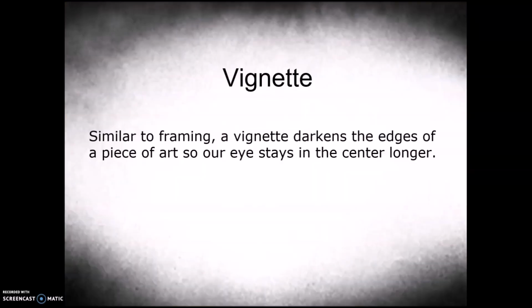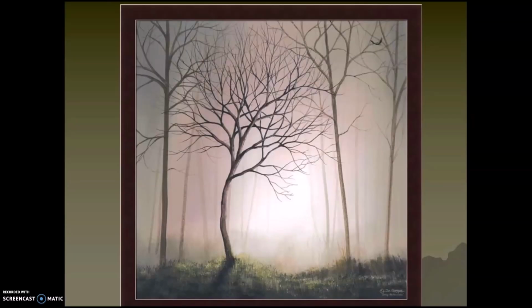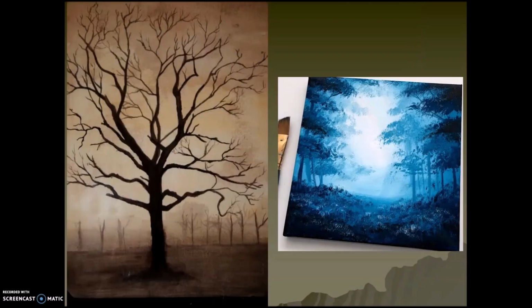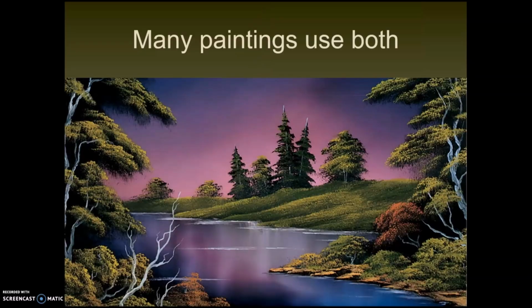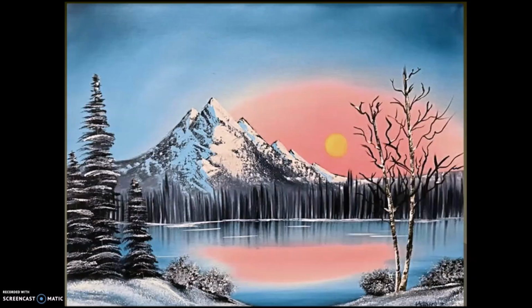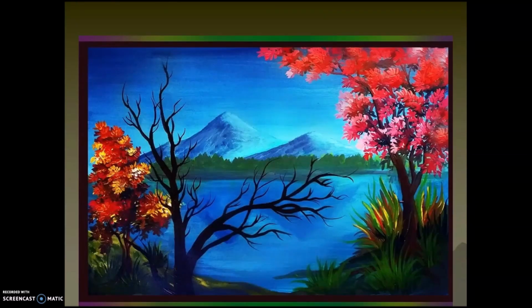Vignettes were common in old-fashioned movies. It's where the edge of the screen is darker than the center. And if you look, you'll notice a lot of landscapes do this too. They'll have dark edges and the center will be lighter. This just keeps the viewer looking more at the center and less likely to look off the edge. And you absolutely can use both of these, where you have darker colors around the outside and also framing elements.